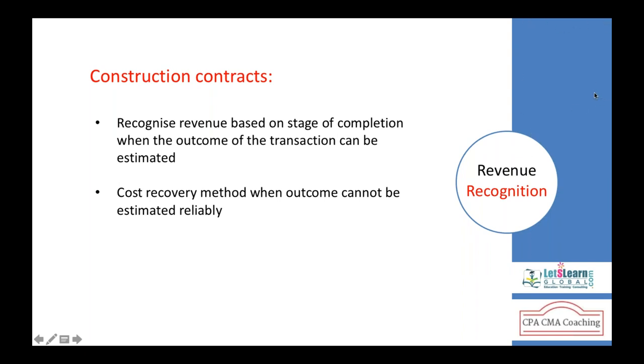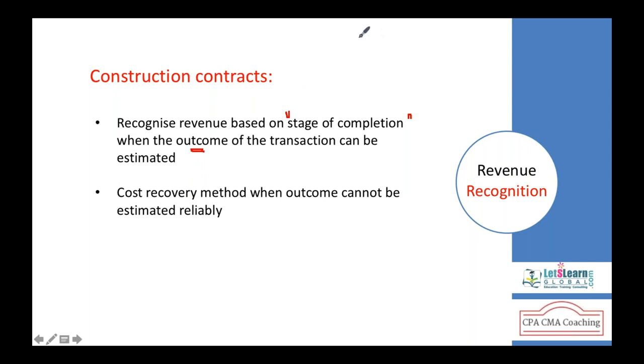Construction contracts, especially long-term construction contracts, wherein the outcome or the result of the task cannot be handed over to the client in a short period of time, usually cannot be completed in a year or less than a year. Therefore, we need to use some methods to calculate the revenue from long-term construction contracts based on the stage of completion, also known as degree of completion, to what extent the outcome of the transaction is estimated.